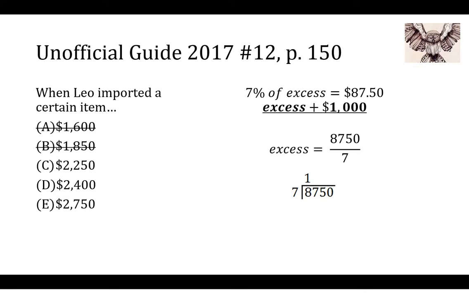Right away, we can get rid of A and B. Okay, well that was pretty awesome, right? One step of long division, and we got rid of 2 answers. Maybe if we do another step, we can get rid of some other answers.